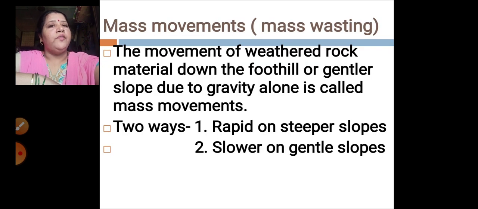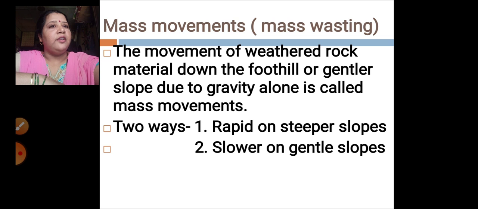Till now, whatever we had learned, what was that? Types of weathering. That is mechanical weathering, chemical weathering and biological weathering. Now let's move on to the next topic, that is mass movement. Just now, whatever we talked about was the weathering of the rocks. After the weathering, where does this weathered material go?